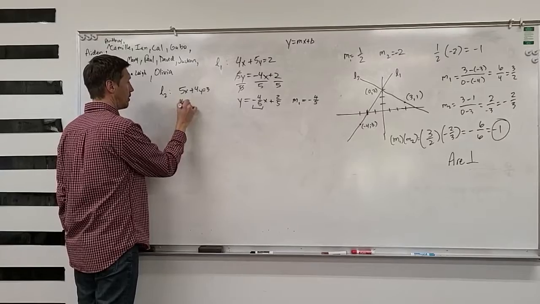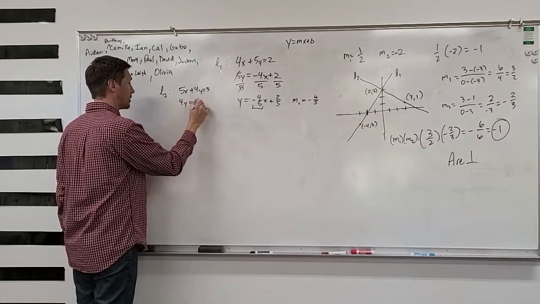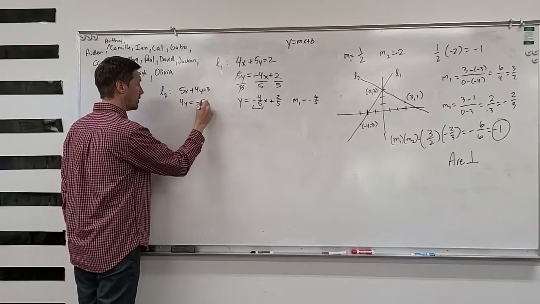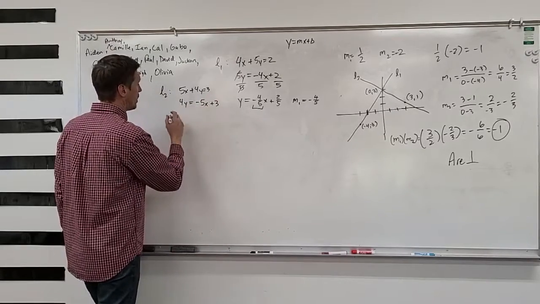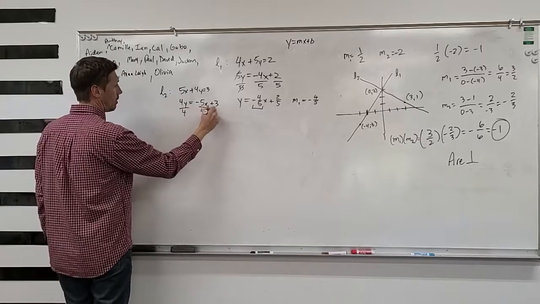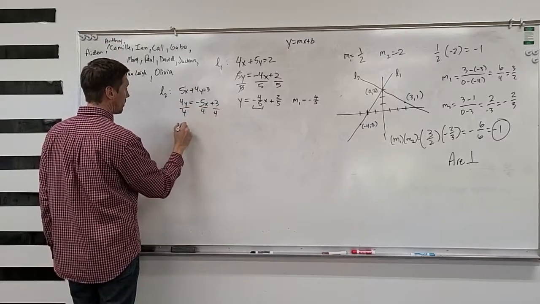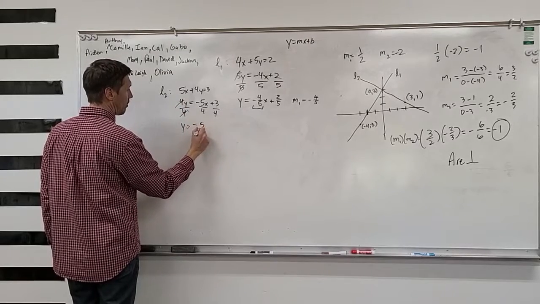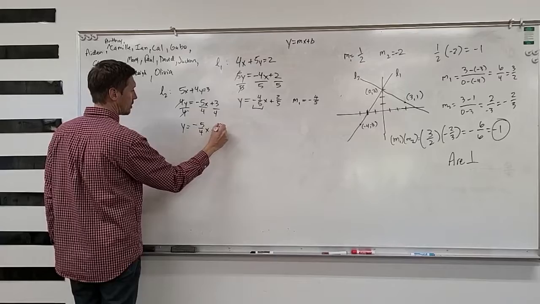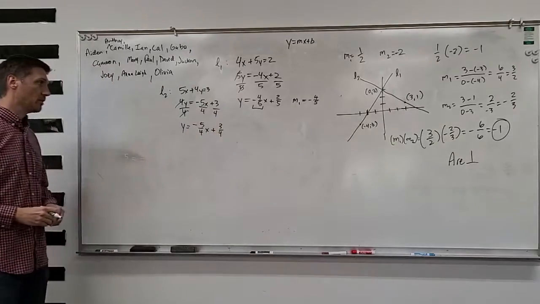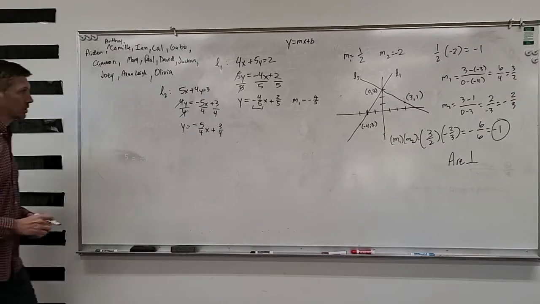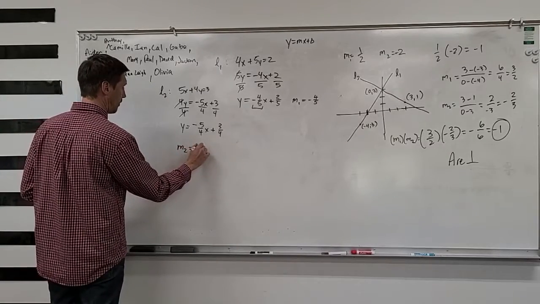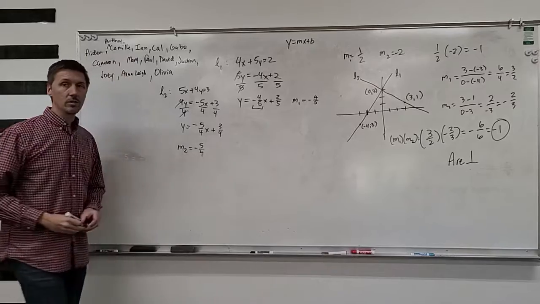Let's do the same thing over here. This time, we're going to shove 5x to the other side. When we send it over there, we're going to make it negative. So negative 5x plus 3. Divide everything by 4. So we've got y equals negative 5/4 x plus 3/4. So that's solving for y in this equation. So what's the slope in this equation? Negative 5/4.